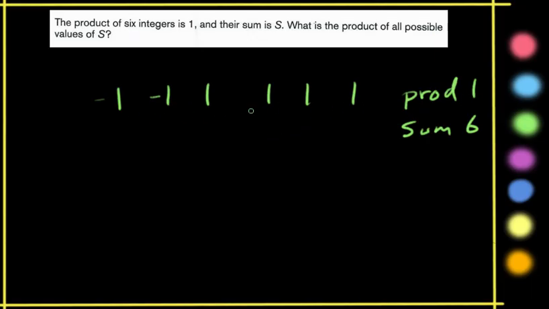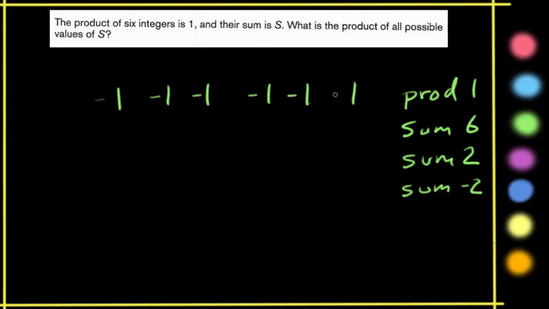So what's the sum of these? So we'll have two of these negatives will cancel with two of these positive, and we'll just have 2 left. So we can have a sum of 2. And then we can add 2 more negatives, right? Because we don't want to make a negative number, so we have to have an even number of negatives. Now our sum is going to be negative 2.